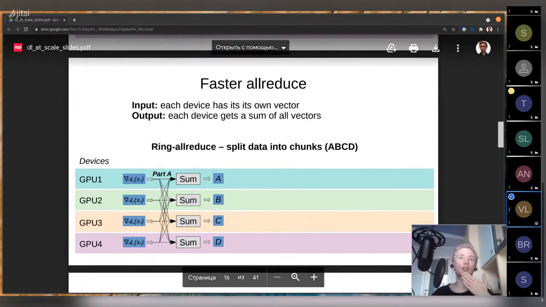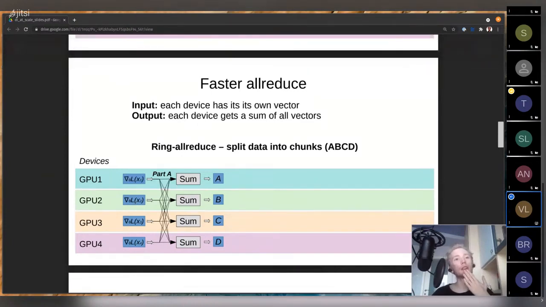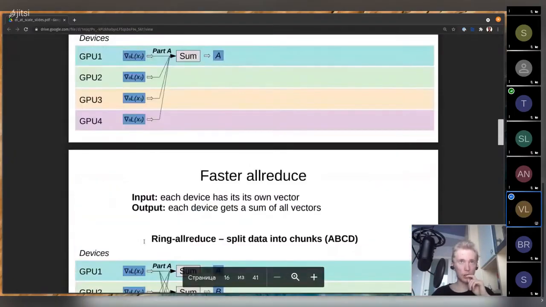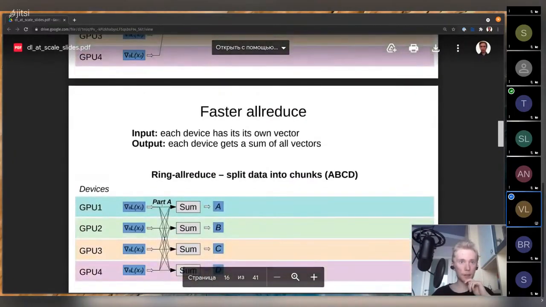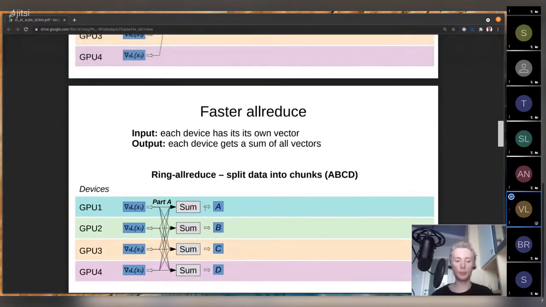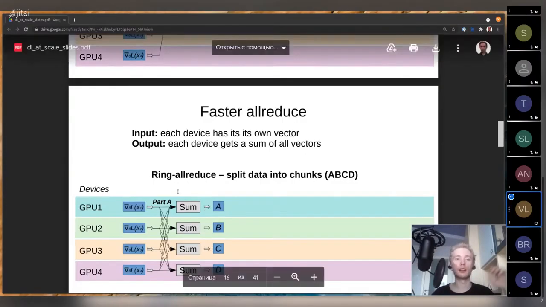Actually, they don't all have all of the data. So we are splitting the data into chunks on a different axis. It's important to understand this part, that we are splitting them into chunks on a different axis than the one that we use initially.